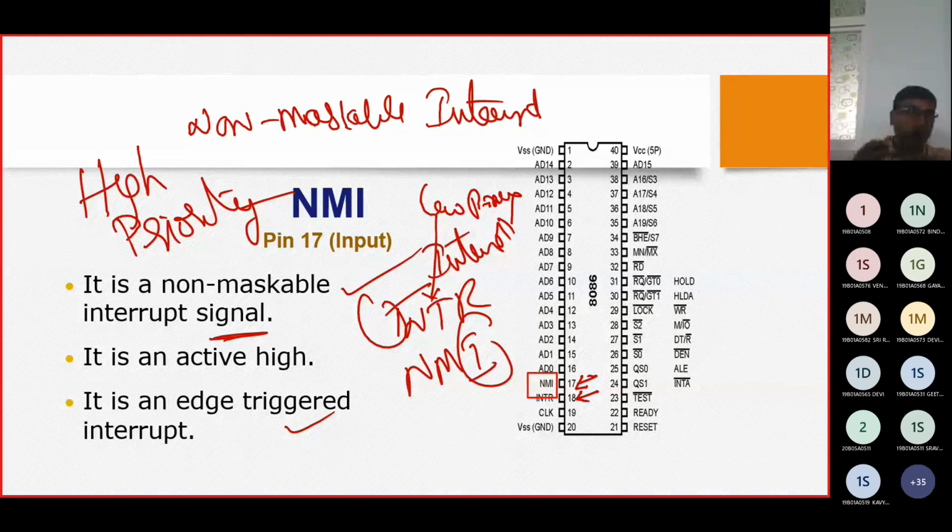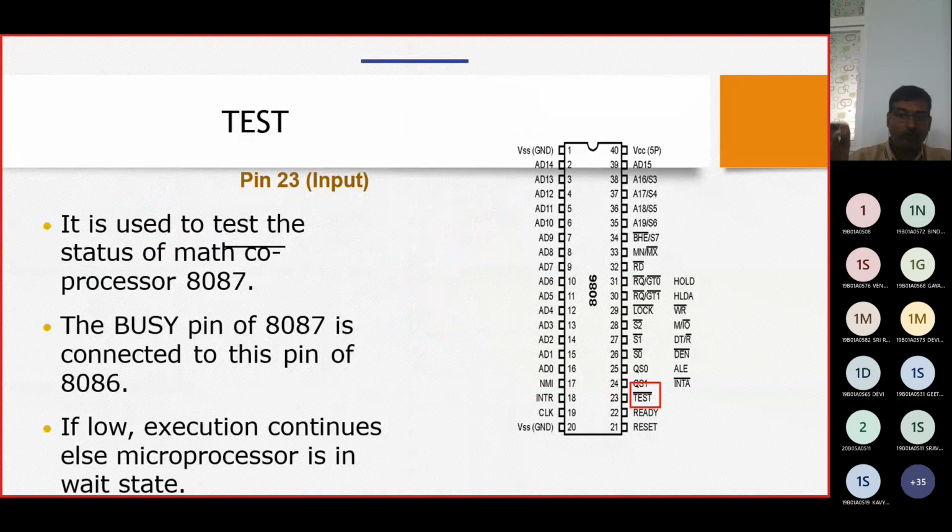Now, interrupts are of two types. One, we call non-maskable interrupt. Two, we call interrupt request. Non-maskable interrupt is going to have a higher priority when compared to the interrupt request. So this was the takeaway from this slide.